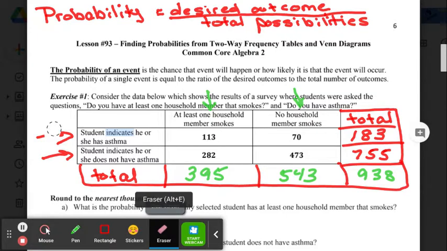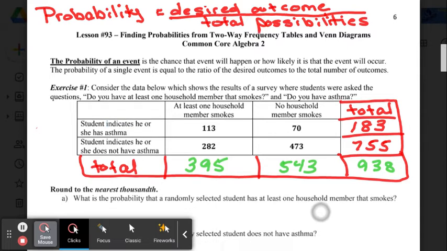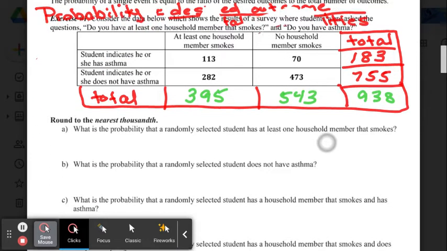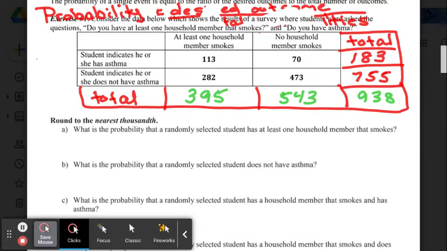Let me clean this up a little bit. I don't know why that thing's highlighted. Probably got touched when it was in Microsoft Word. So now what we're going to do is using this table, we're going to find probabilities.